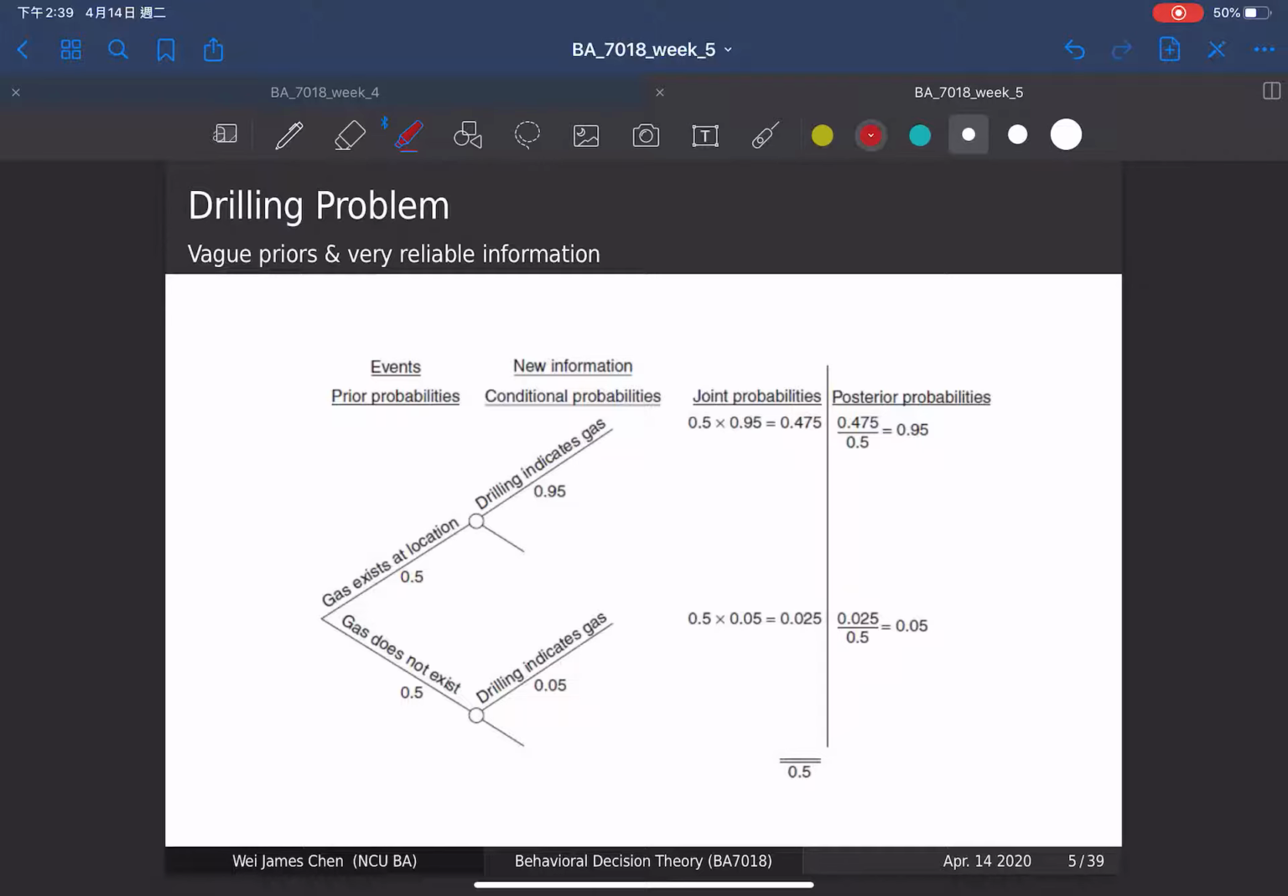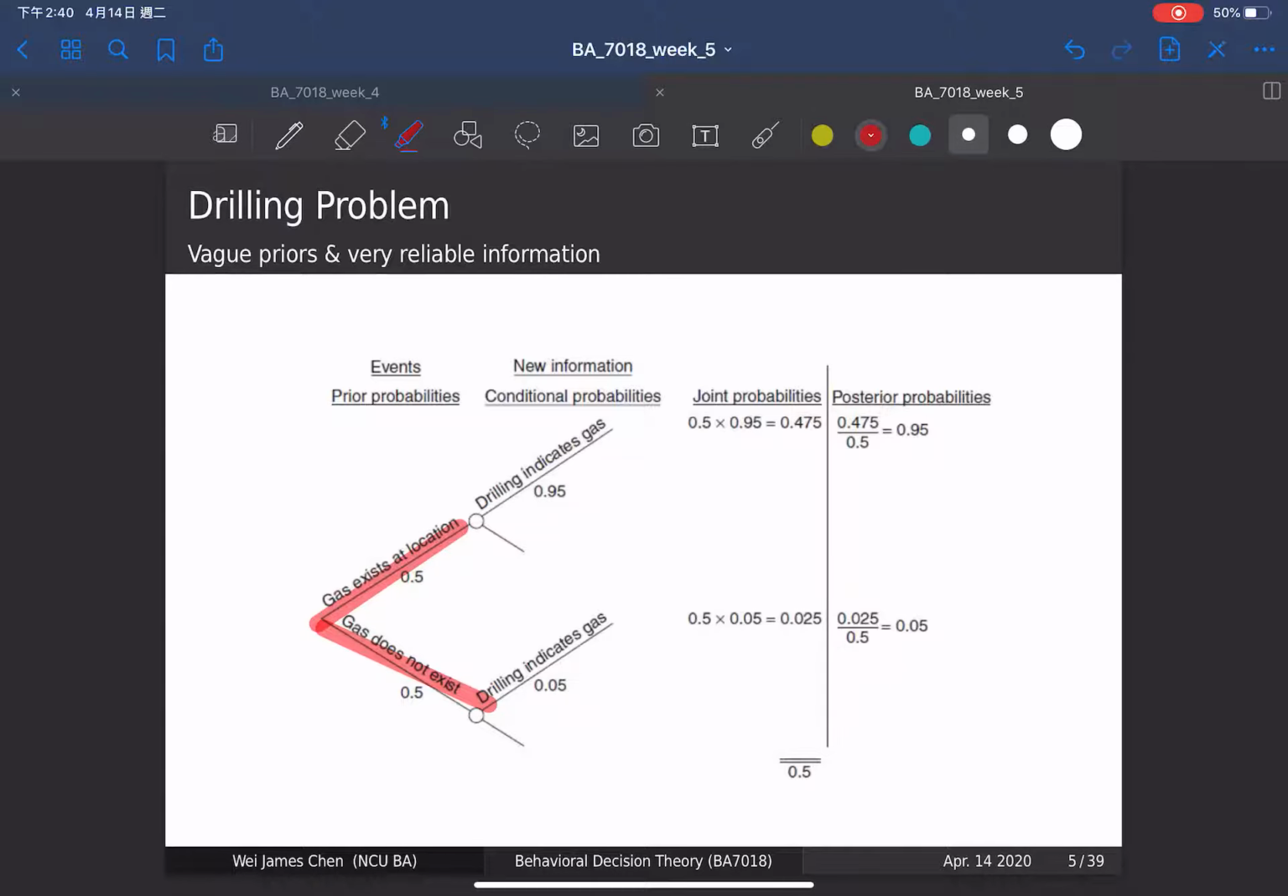So suppose you are an oil company drilling a new oil well in some part of the world. Either gas exists at the location or gas does not exist. Because you have basically no idea in the beginning, your prior is 50-50. There's a 50% chance there's gas here, and a 50% chance there's no gas here.